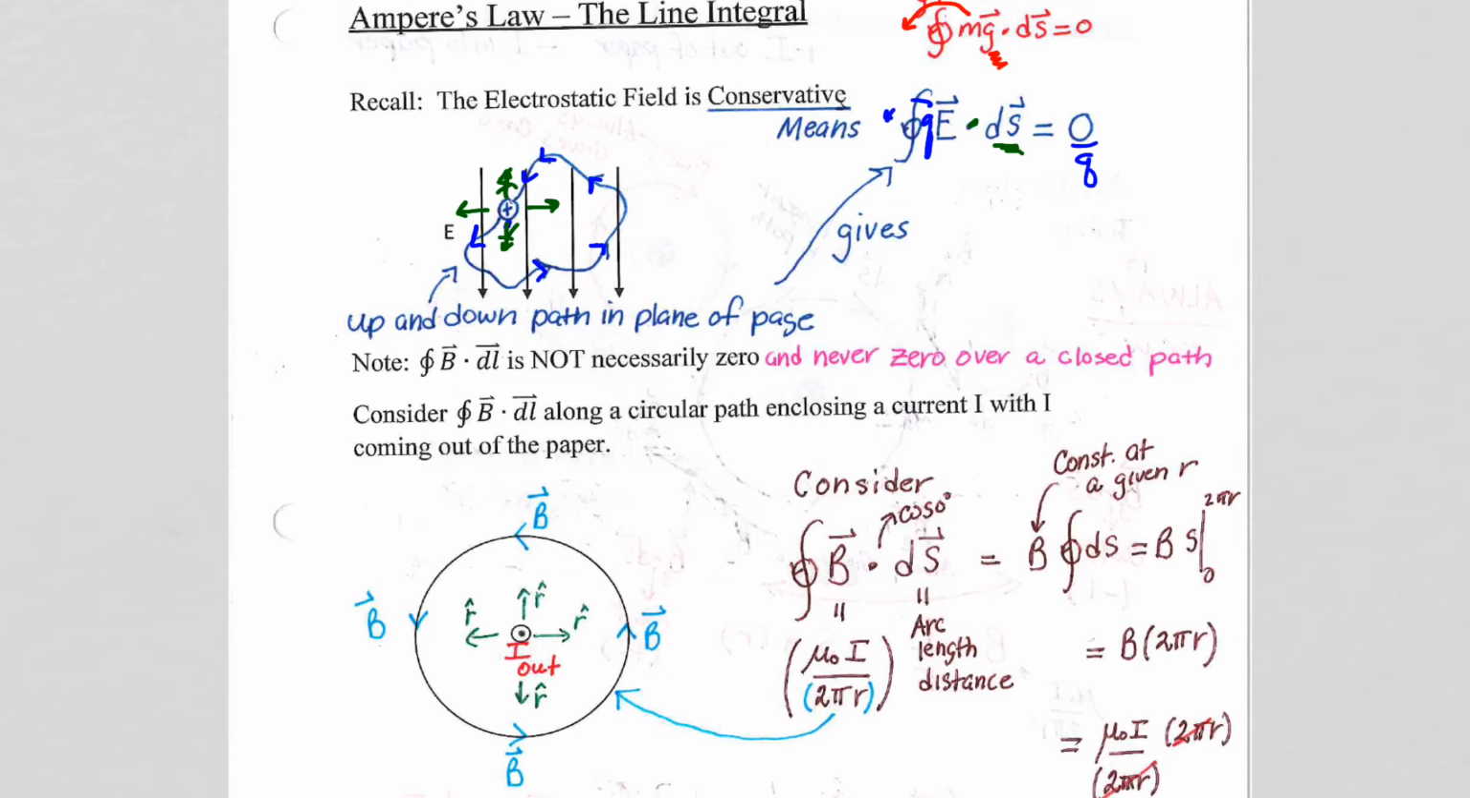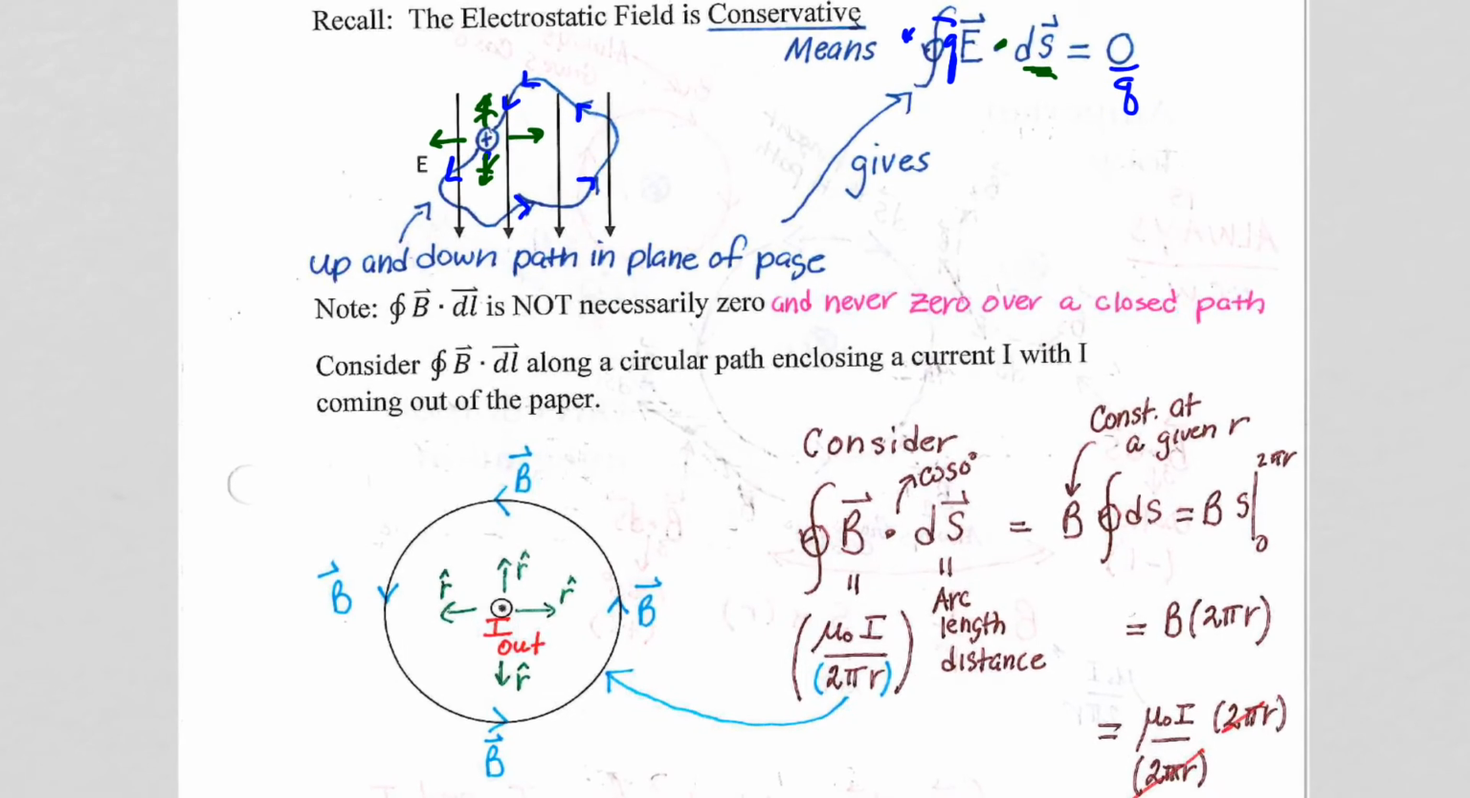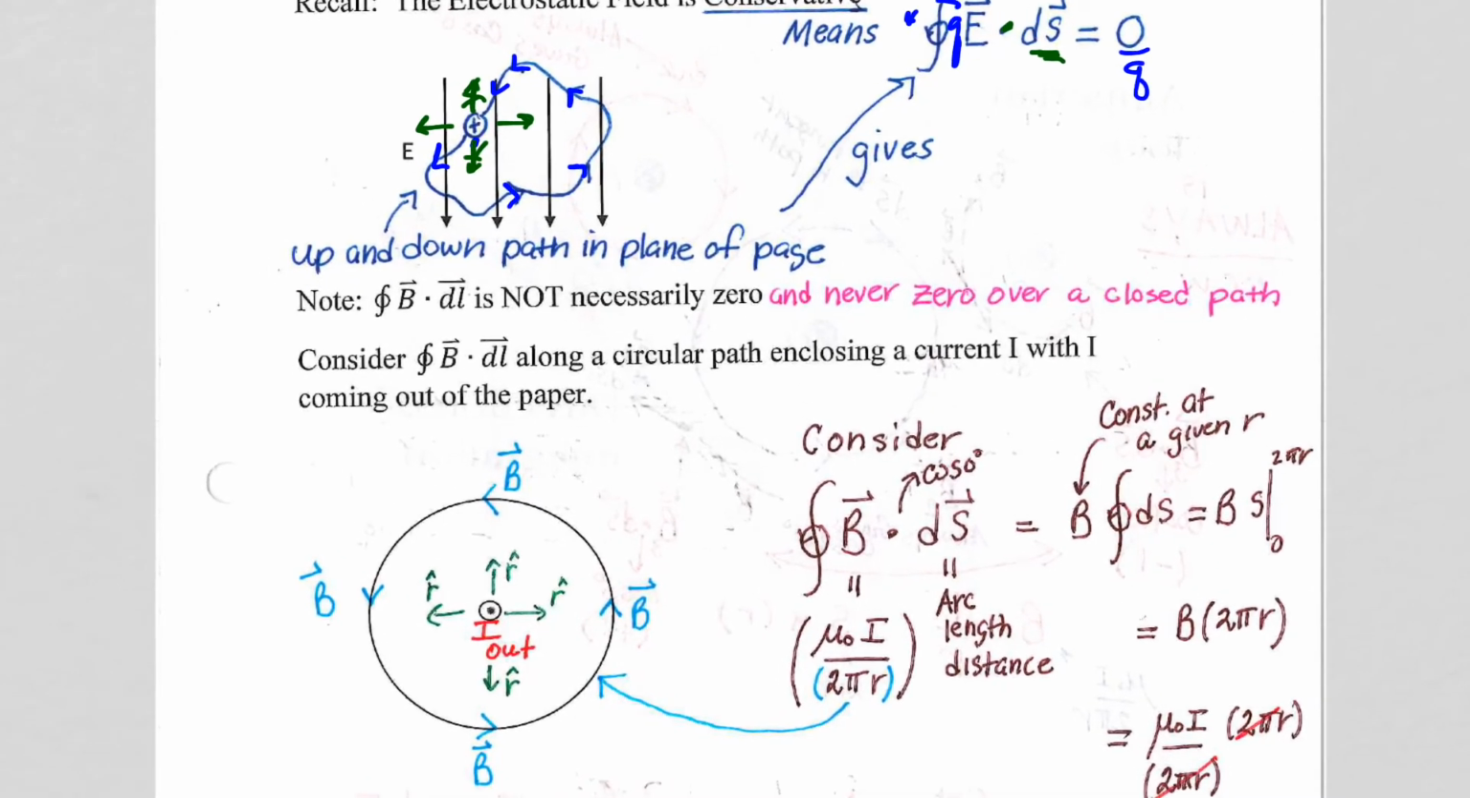Now, what's the situation with the B field? Well, let's do the same thing where we're going to calculate B dot dl around a closed path where we're going to start and end at the same point. So let's do it. So let's start here and take a look at calculating B dot dl. Well, B dot dl, let's get the B vector first.